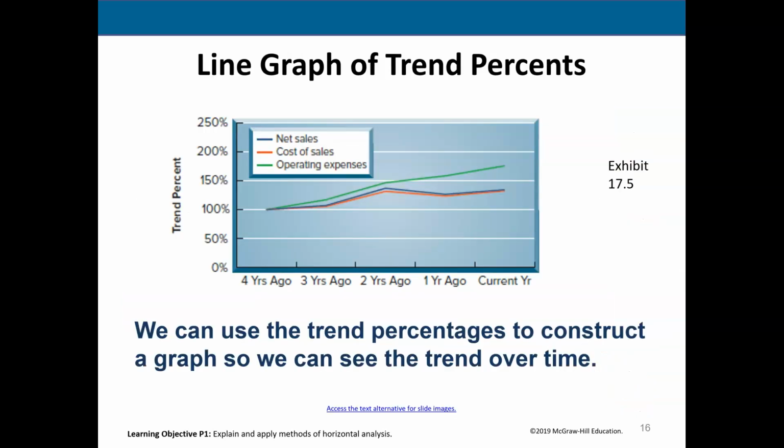Once you get your percentages, you can put them in a graph, and this is an example of a line graph of a trend percentage. The green is operating expenses, the red is cost of sales, and then the blue is net sales. These are the trend percentages, how much they've increased or decreased. You can see the current year where operating expenses are, and then net sales and cost of sales are right there. And you can keep better track.